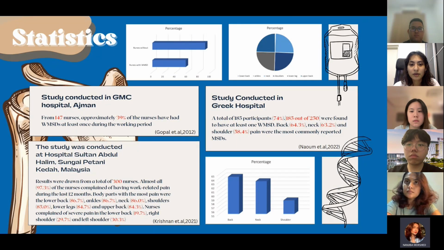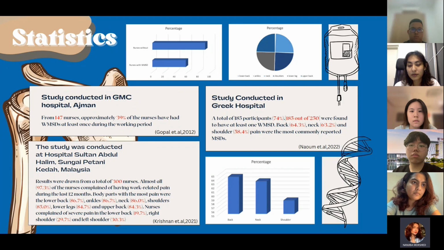Next, I would like to talk about the statistics. We took 3 examples of WMSD in the medical or nursing field from 3 different locations. One is from GMC Hospital Ajman, whereby from 147 nurses, approximately 39% of the nurses have had WMSD at least once during their working period. Another study was conducted in a Greek hospital, whereby a total of 185 participants out of 250 were found to have at least one WMSD.